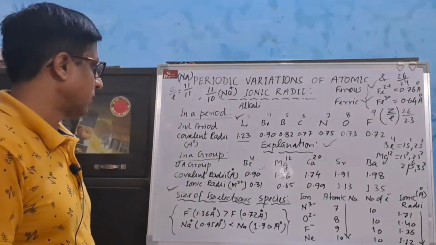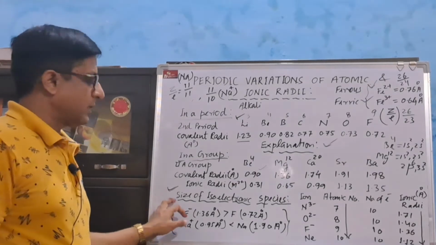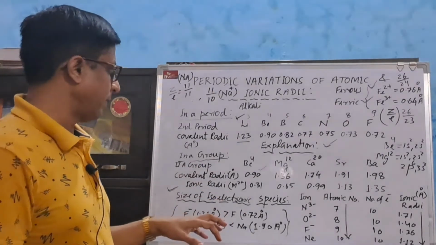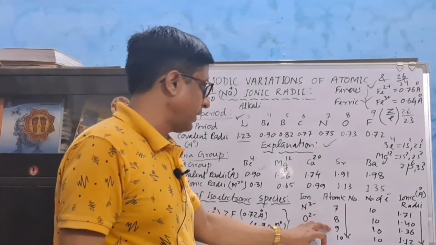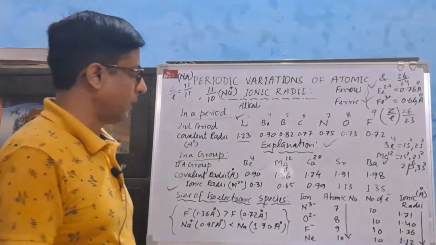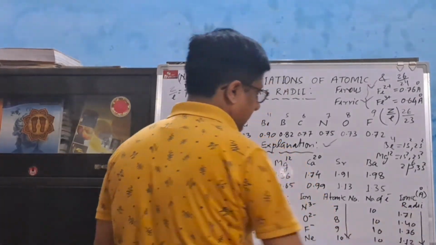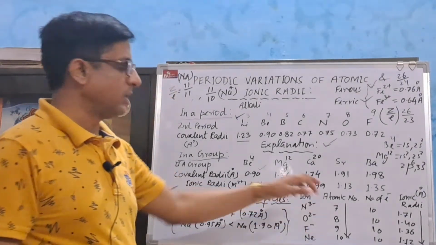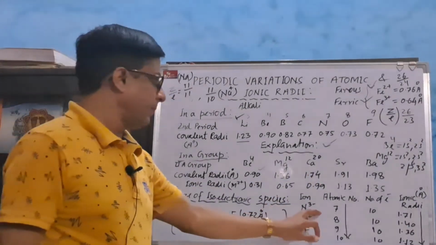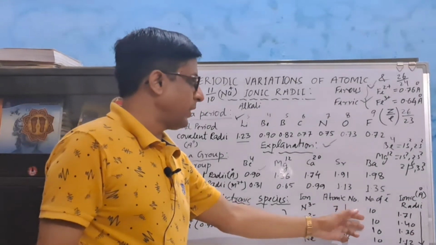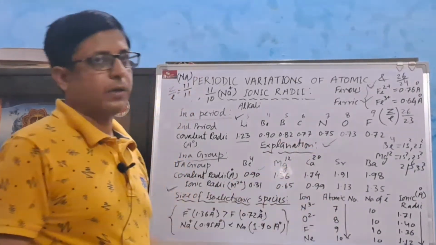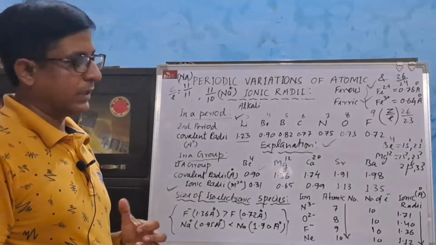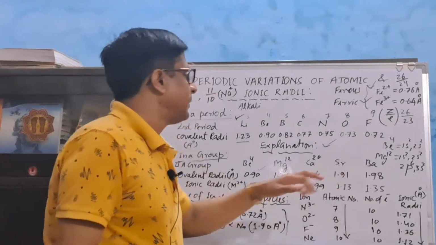This is due to the decrease in electrostatic force of attraction due to increase of distance between the nucleus and outermost shell of electrons. Similarly, we have discussed the size of isoelectronic species having same number of electrons. With the increase of atomic number, the size of isoelectronic species goes on decreasing. This is due to the increase in nuclear charge. Number of electrons are same, nuclear charge is increasing, therefore the electrostatic force of attraction increases, therefore size decreases.